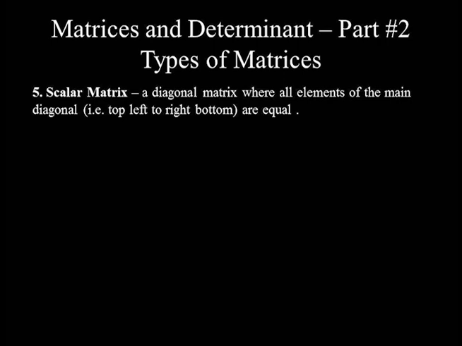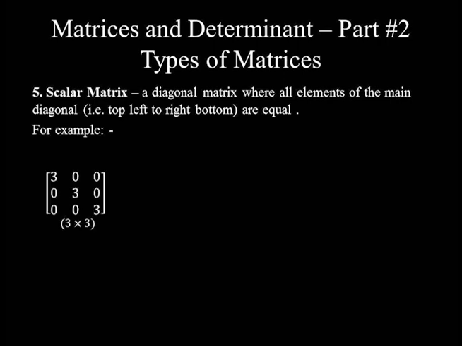The fifth category is a scalar matrix. It's a diagonal matrix where all elements of the main diagonal are equal. In case of a diagonal matrix, we don't worry about the diagonal elements because these are not decisive factors for categorizing a matrix as a diagonal matrix. But in case of a scalar matrix, these are the elements that determine whether a given diagonal matrix is scalar or not. Let's see some examples.